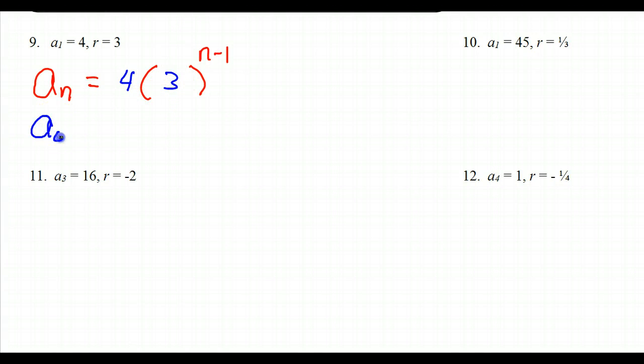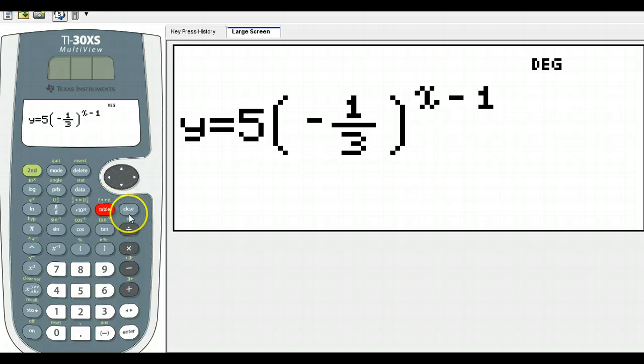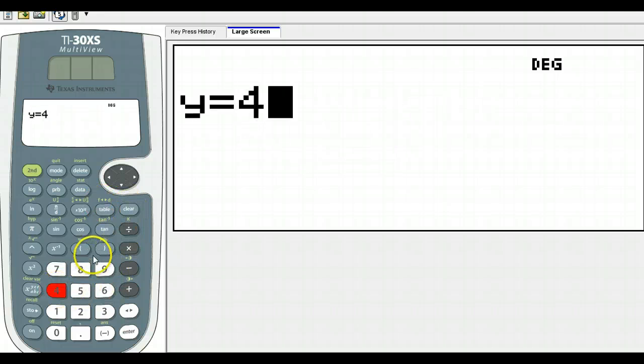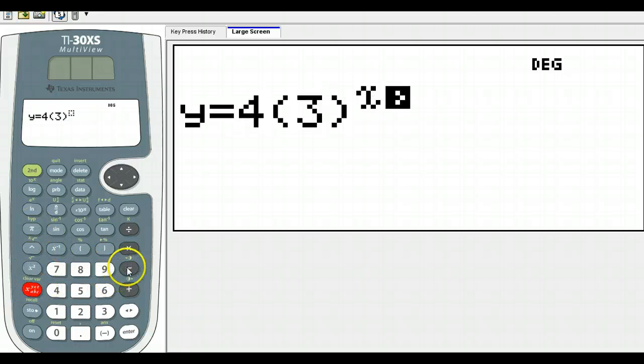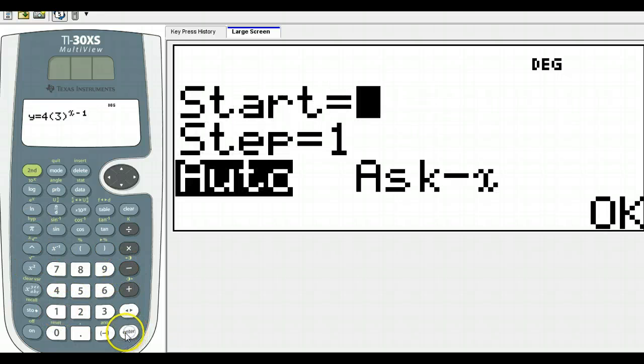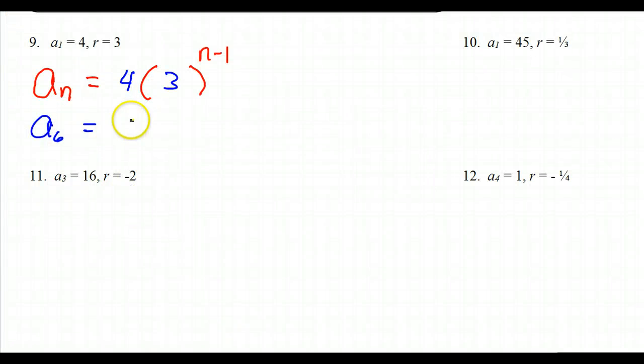So I guess all we really have to do is find A6, but we will just put that in our calculator, use the table function. So that's 4 times 3 to the n minus 1 power. And there, the sixth term is 972.